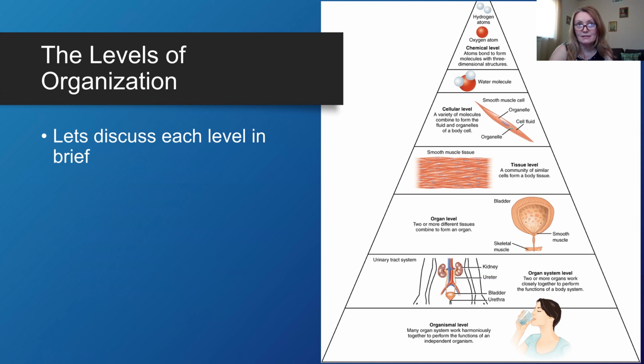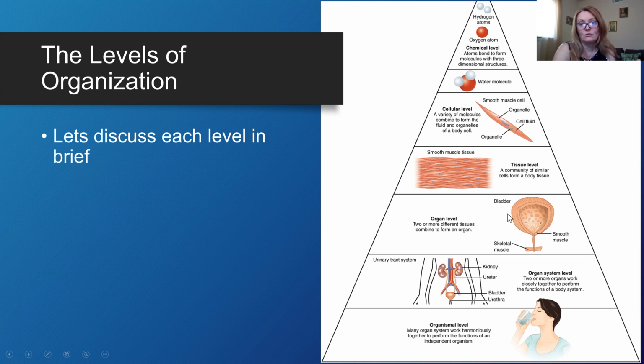Now, similar cells that perform a common function form a tissue. And this will be the tissue level of organization. And we will discuss different types of tissues, their functions, their locations later in this course. When we put several tissue types together, we can form an organ, right? And then we are at the organ level of organization. It's two or more different tissues combined to form an organ.